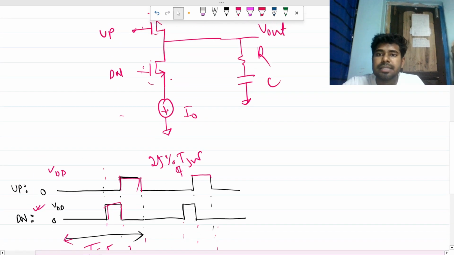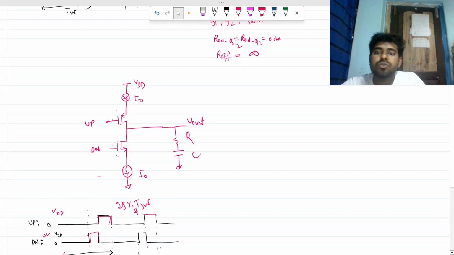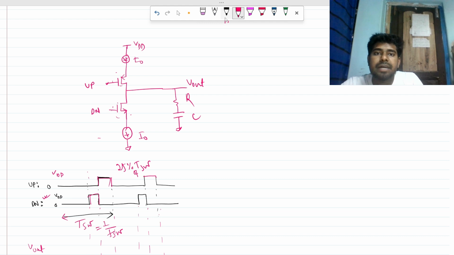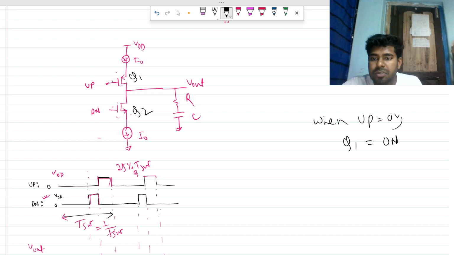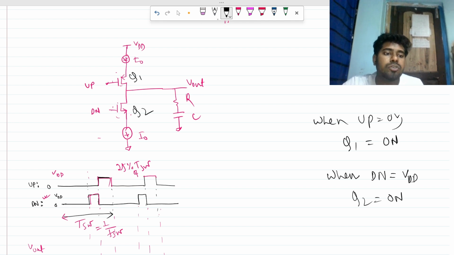Okay, so now you can see, when the PMOS switch will be on, when the up signal becomes 0. When the up signal is 0, then this was I think Q1, this was Q2, so the Q1 switch will turn on, right? Turned on, so it will act as a short circuit. So up to that time period, and when the down signal becomes VDD or 5 volt, then your Q2 will turn on, otherwise it will be off.